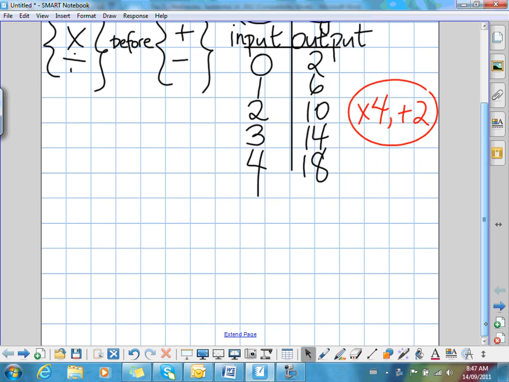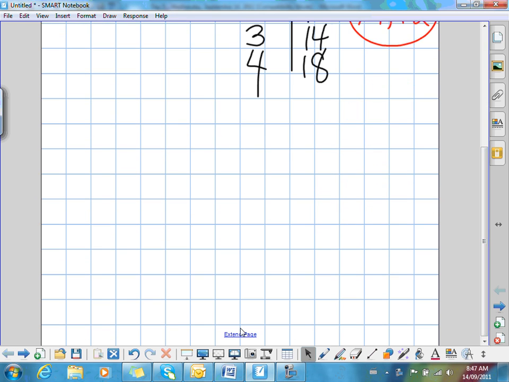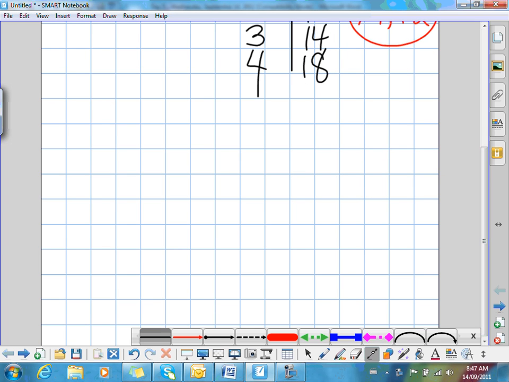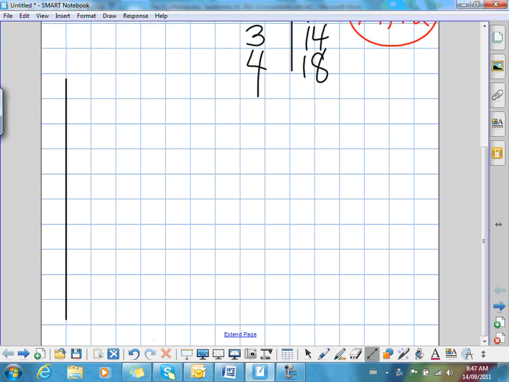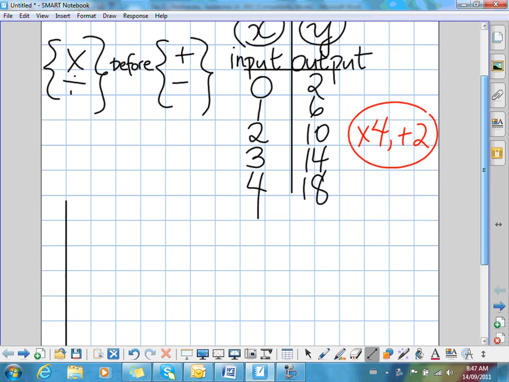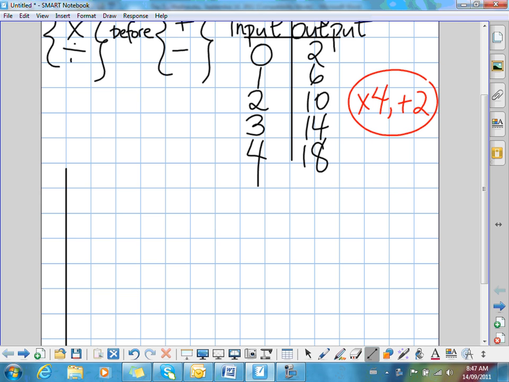What I'd like you guys to do is take your ruler and draw an XY coordinate grid or an XY grid that looks something like this, okay? You can already tell by your table of values, it's not going to be a big graph, right?